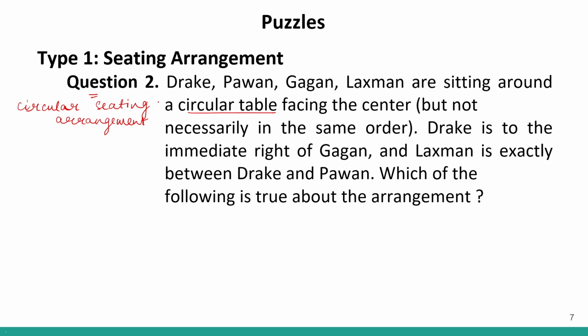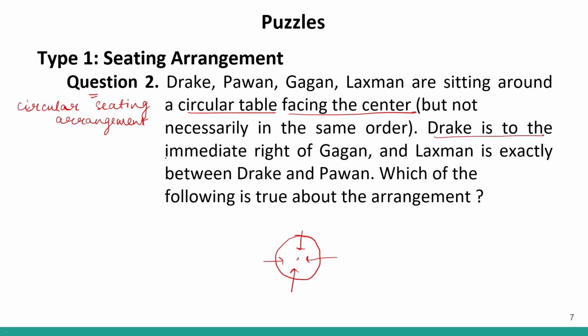And the third possibility is some people are facing inside while some people are facing outside. So in this particular question, we have 4 people, 1, 2, 3, 4, and they are facing towards the center of the table.